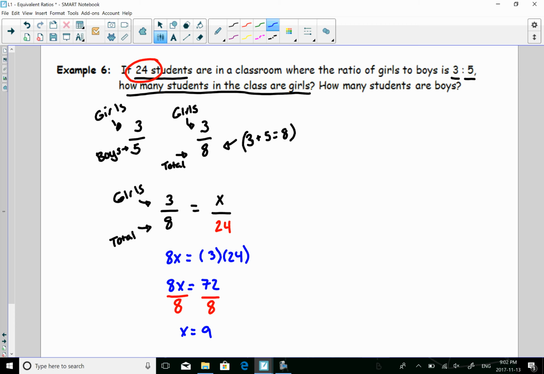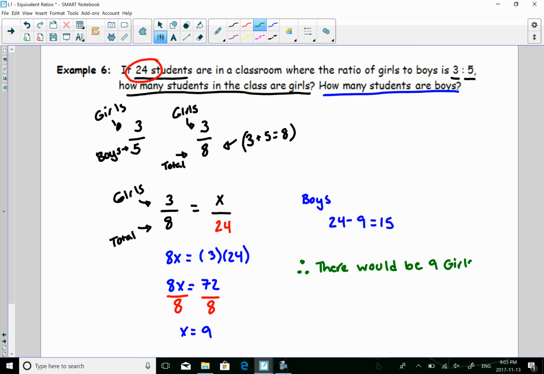I can solve the number of boys doing a ratio as well. I can do 5 over 8, or I can simply know now to find that. If I know there's 9 girls, to find the boys, I can do 24 minus 9, and that gives me 15. Okay, so therefore, there would be 9 girls and 15 boys in the class.